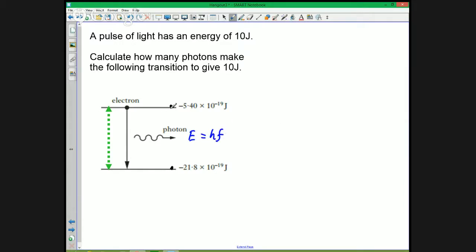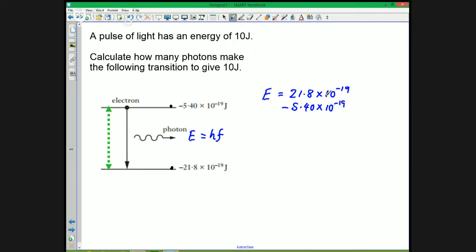So if I work out the energy gap here, I can work out the energy of that photon. Now what is the energy of that photon? Well, in the time-honoured fashion, we take the big number. The energy will be equal to the big number, 21.8 times 10 to the minus 19, and take away 5.40, the smaller number, times 10 to minus 19. And we work that out in our calculator.